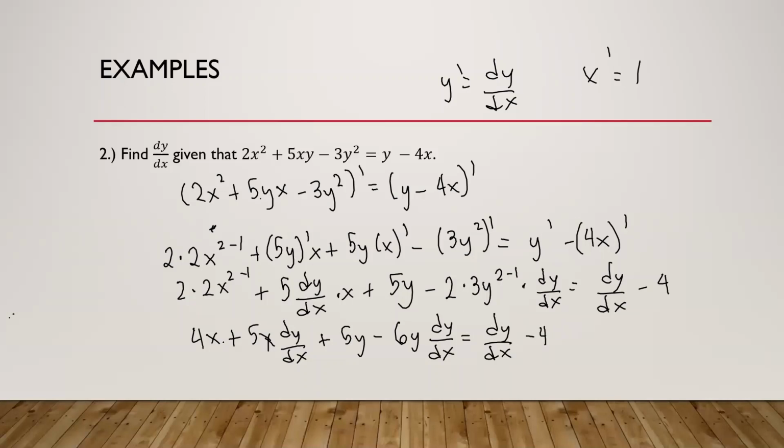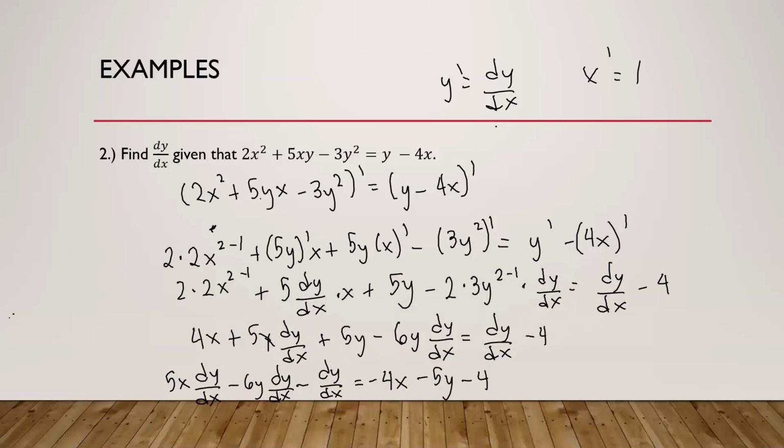So ngayon, ang gagawin natin is ipagsasama na natin ang mga dy over dx. So, ililipat na natin si dy over dx from the right side to the left side. So, magiging minus dy over dx equals, so ililipat na natin yung mga walang dy over dx sa right side. So, yung positive 4x na to ay magiging minus 4x. Tapos yung plus 5y ay magiging minus 5y. I-retain na natin si minus 4 sa right side, dahil nasa right side siya originally.